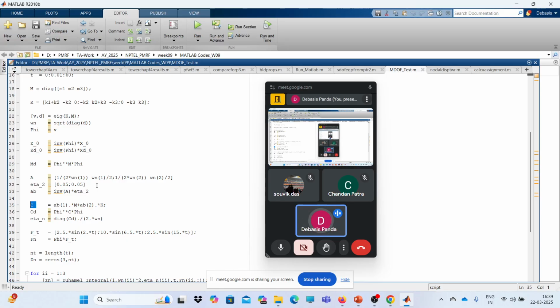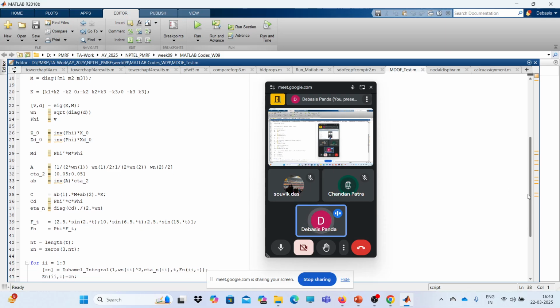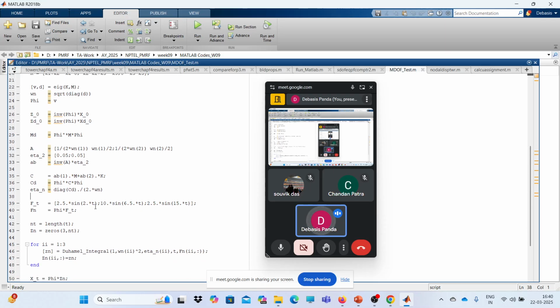now we can easily calculate the modal damping. So the modal damping CD will be phi transpose C phi. For eta n, we already know the diagonal of CD, like phi transpose M phi divided by twice omega n. That means it will give the value of the eta. Now what do we need to do? We need to define the forces. So here Ft, we have provided three forces: 2.5 sine 2t, 10 sine 6.5t, and 2.5 sine 15t at each degree of freedom. So these are the external forces.